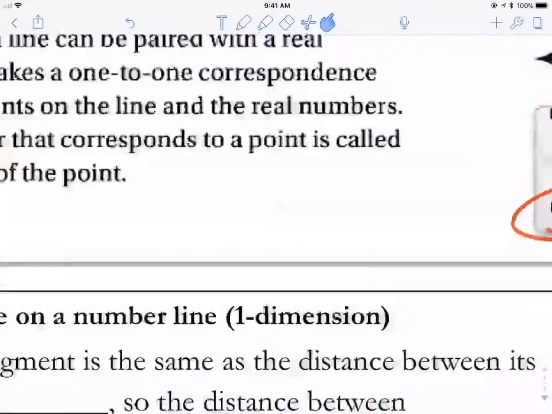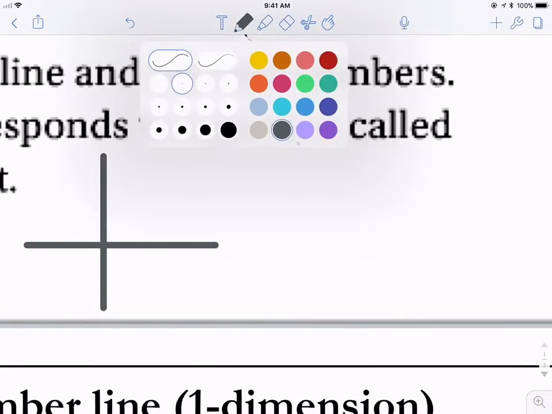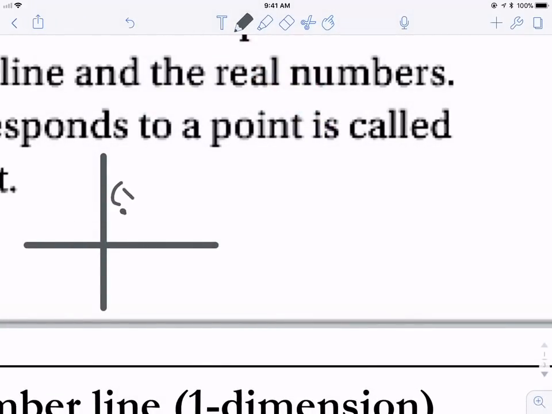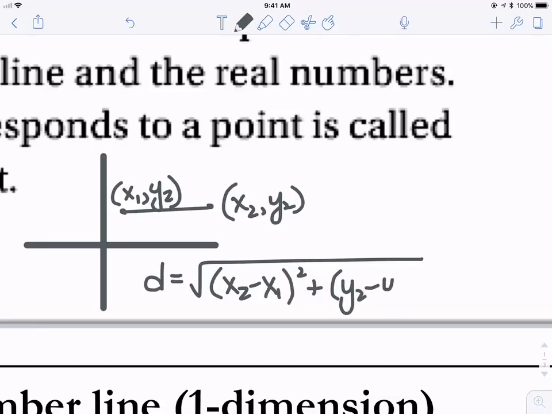Now remember that you have seen before how to do distance in a plane. So let's say you have points (x1, y1) and (x2, y2). You have talked before about how to find the length of this segment, and that's in 2 dimensions. Okay, so in 2 dimensions, the distance formula is the square root of (x2 minus x1) squared plus (y2 minus y1) squared.